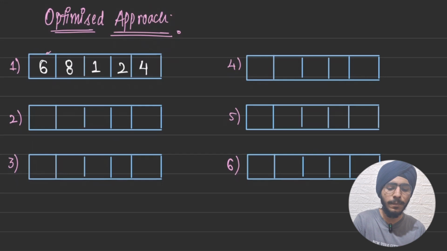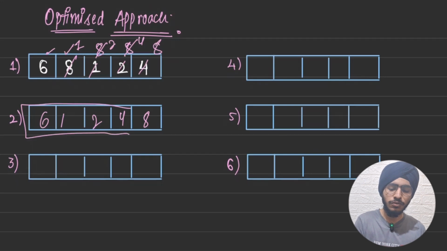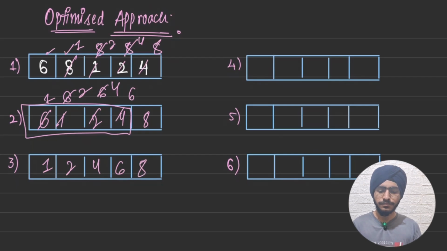6 is less than 8, don't swap. 8 is greater than 1, swap. 8 is greater than 2, swap. 8 is greater than 4, swap. So finally it will be 6, 1, 2, 4, 8. Now the focus area shifts to these elements. 6 is greater than 1, swap. 6 is greater than 2, swap. 6 is greater than 4, swap. Finally it is 1, 2, 4, 6, 8.